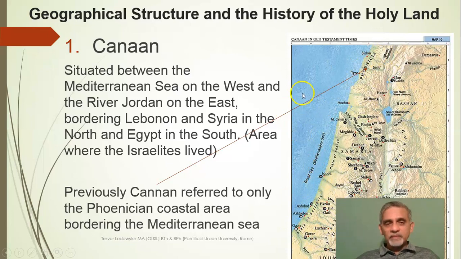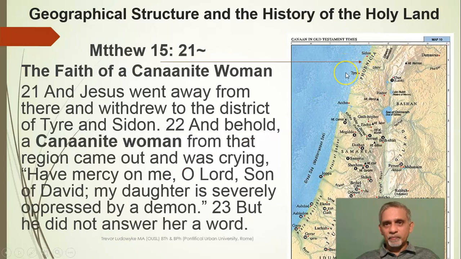But previously Canaan was not referred to this entire area. It was only referred to an area in Phoenicia. If you can see this arrow between Sidon and Tyre, this area was called Canaan, also bordering the Mediterranean Sea. How do we know that? We have in the Gospel of Matthew, for example, the faith of the Canaanite woman in chapter 15, verse 21. And Jesus went away from there and withdrew to the district of Tyre and Sidon.